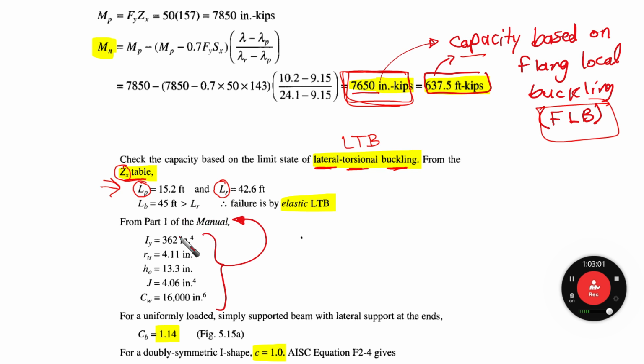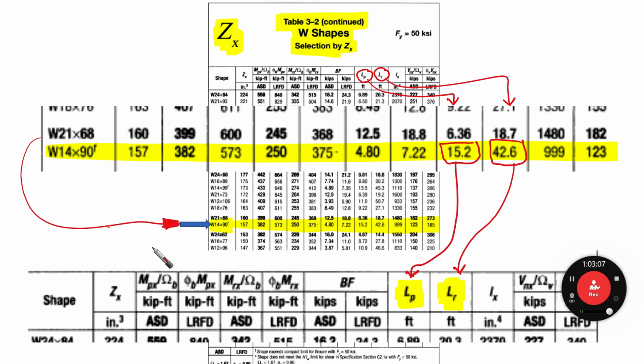From where we can get this ZX table, we are going to show you in the next slide here. So go to the manual, table 3-2, continued, which means that it's not the first page in this table, for wide flange shapes under Fy equal to 50 ksi. This is a selection based on ZX. You're going to find ZX on the left. Look to the table and you're going to find in the first column the shape. So check the shapes here.